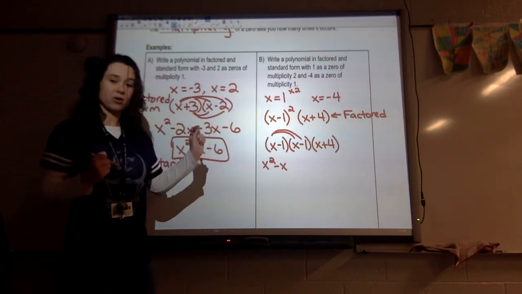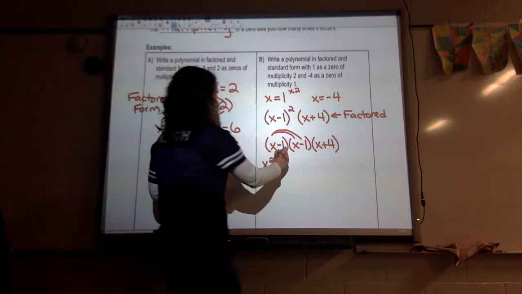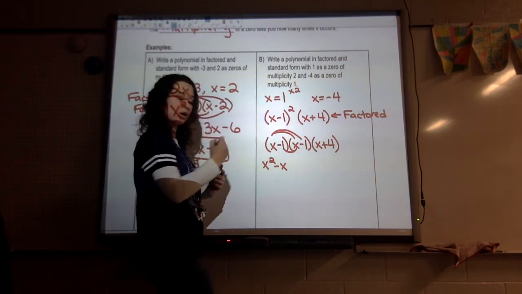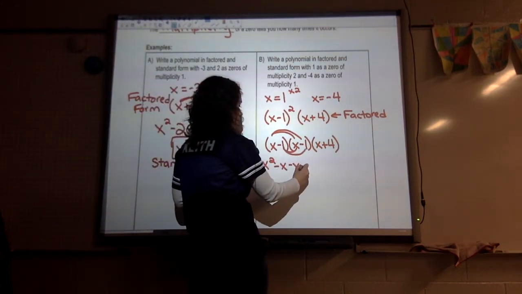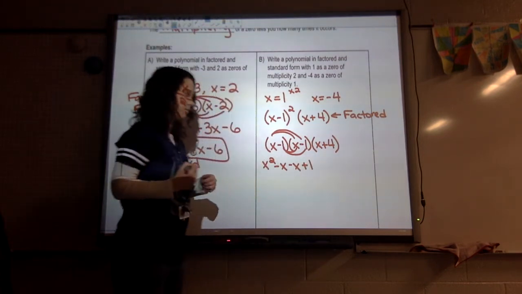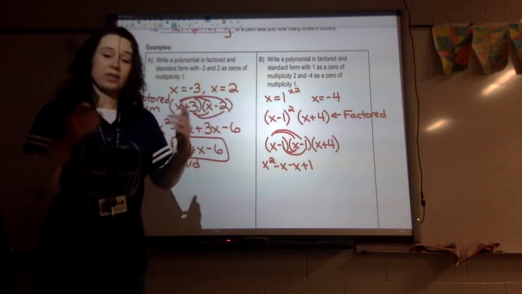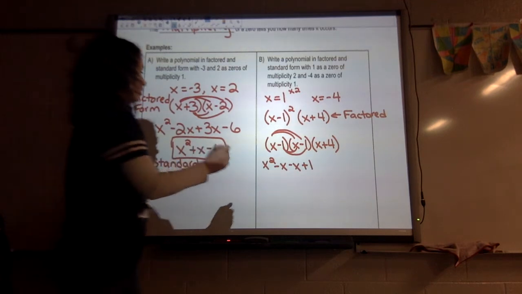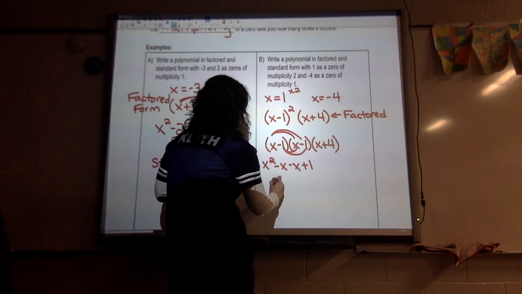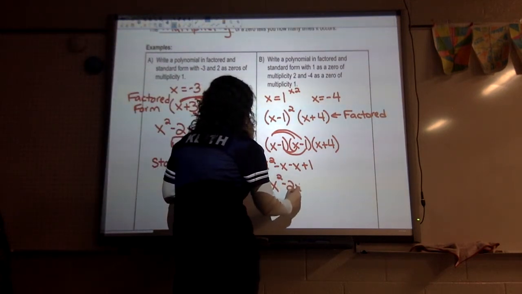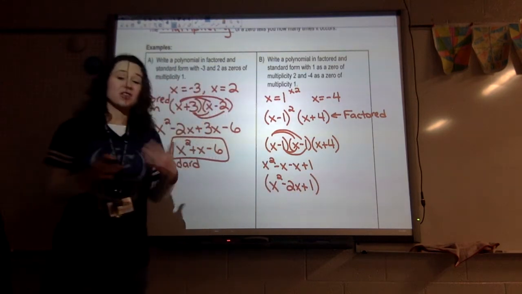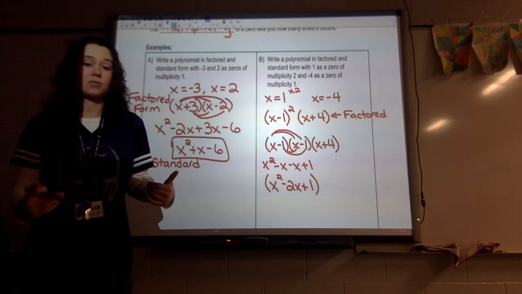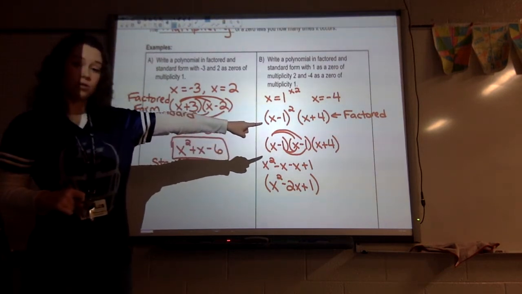Then I do exactly the same thing with the negative 1. Negative 1 times x is negative 1x. Negative 1 times negative 1 is positive 1. Okay. And at that point, I'm going to go ahead and put my like terms together. So you get x squared minus 2x plus 1. Okay. That took care of the first two parentheses. But I still have that x plus 4.